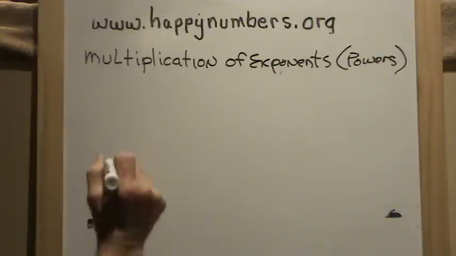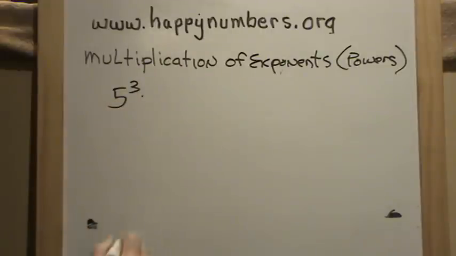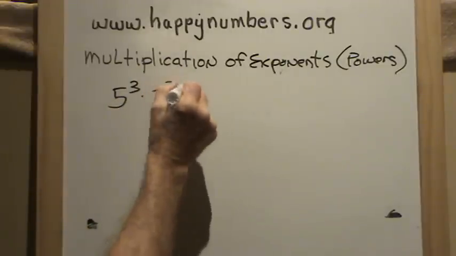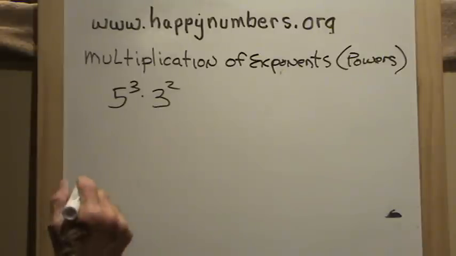Let's try 5 to the third power times 3 to the second power. Go ahead and put the DVD on pause, work the problem, and then turn it back on and we'll take a look. Let's see how we did.